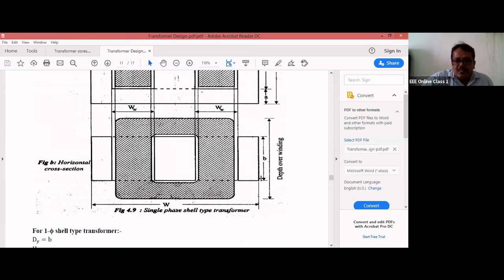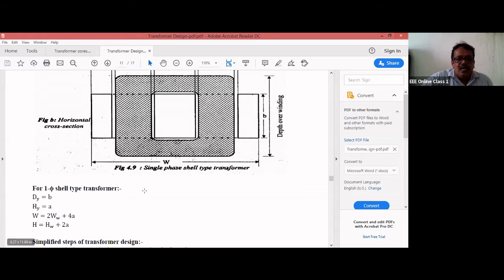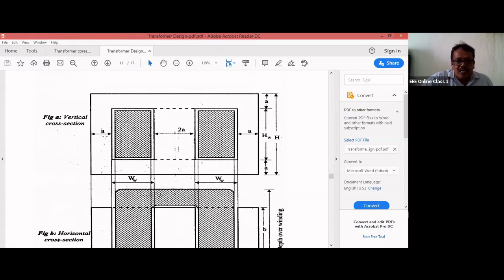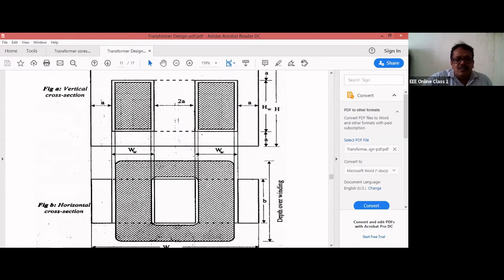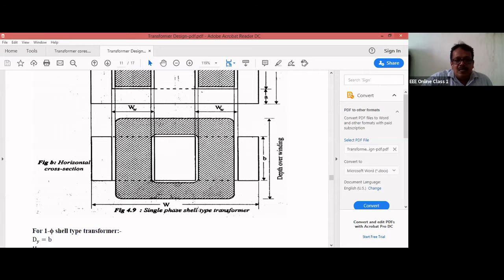This is the depth, you can see here. This is the core part, and this will be B. So dy is equal to B. The height of the yoke will be A, nothing but the width of your side limbs. And W is equal to the overall length of the frame, or the overall length of the yoke. This is the overall length W.